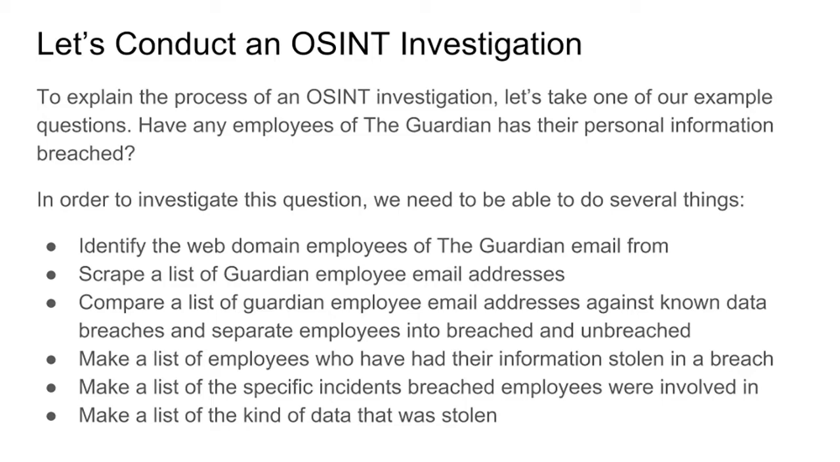So in order to do this, first we're going to need to find the web domain that employees of The Guardian email from. Next, we're going to need to scrape a list of Guardian employee email addresses so we can actually check and see if they've been breached. And then we're going to have to compare the list of Guardian email addresses against known data breaches and separate employees who have been breached and employees that have not been breached. So second to last, we'll make a list of employees who have had their information stolen in a breach, and then we'll make a list of the specific incidents that the breached employees have been involved in. So we know actually what happened, like which accounts of theirs had been breached. And then finally, we're going to make a list of the kinds of data that was stolen so we can identify which of these users have had things like their passwords specifically stolen. So I'm not just trying to answer the question, have they had their data breached? I want to be able to answer on the level, have they had their passwords stolen or not in that breach? Pretty challenging.